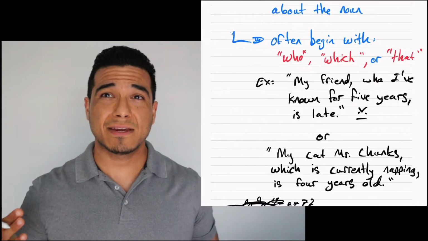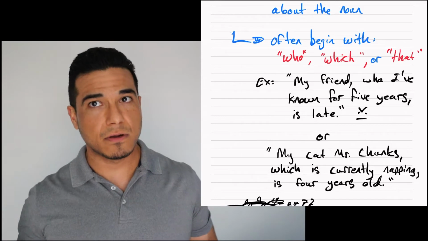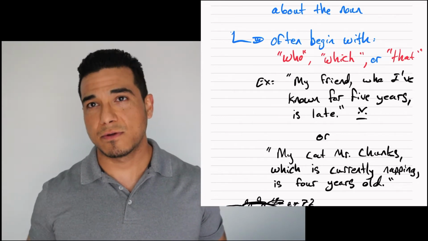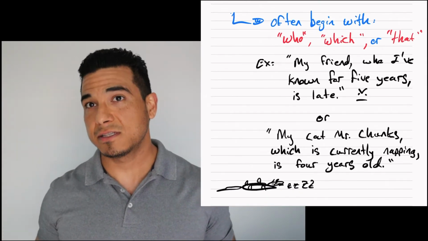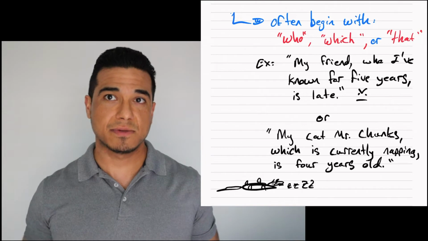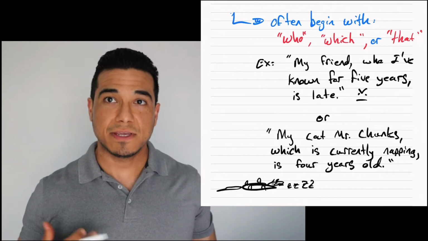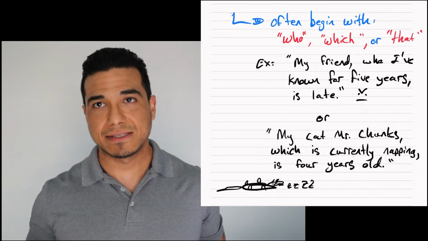If you were to try and identify an adjective clause in a sentence, you would typically, though not always, see that it begins with who, which, or that. So let's go ahead and take a look at a couple of examples of an adjective clause and where you would use the commas in those sentences. So let's go ahead and take a look at the first sentence. So in the sentence I have, "My friend, who I've known for 5 years, is late."